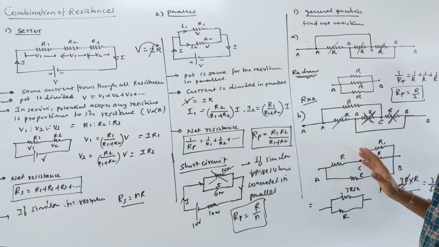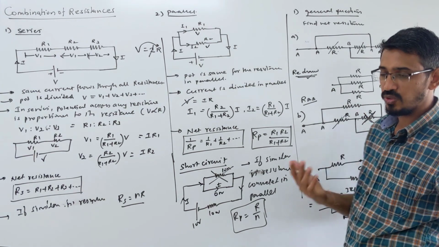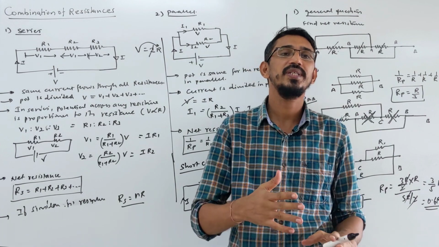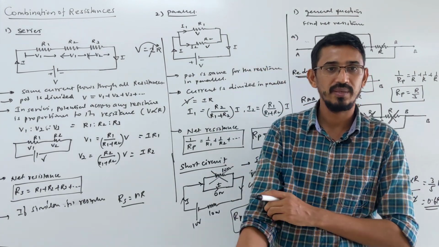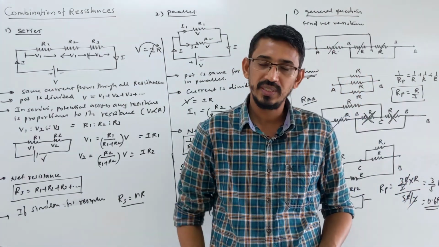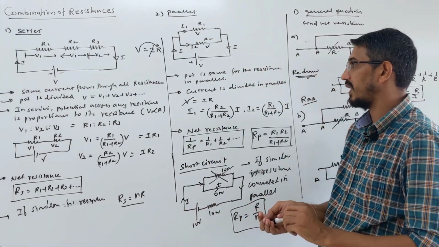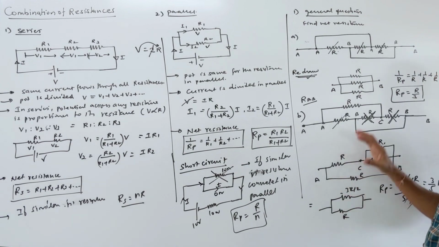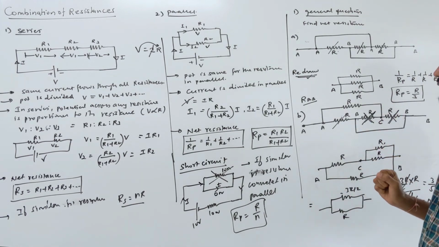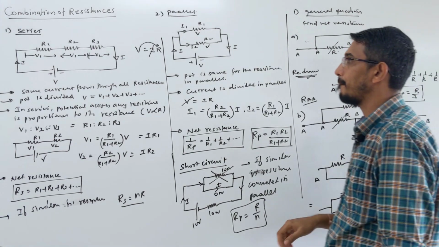This is called redrawing, the first trick to solve questions where you cannot understand whether the given circuit is series or parallel. If it is a simple circuit and you understand it, there is no problem. So I'll give examples where you can directly understand series and parallel. Okay, this is the redrawing method. Let's discuss some more examples now.